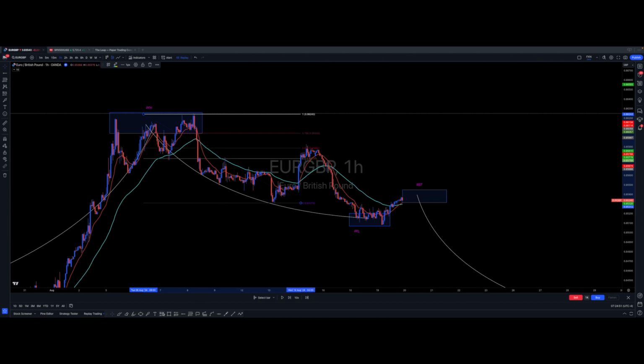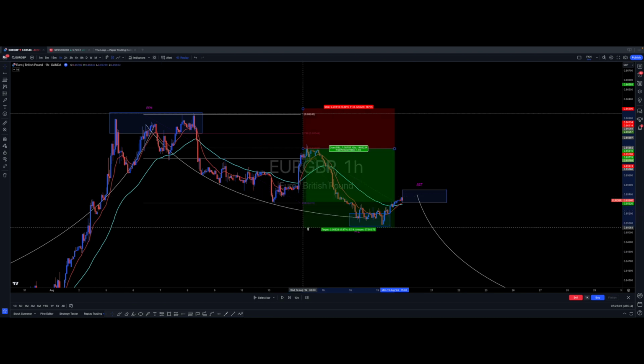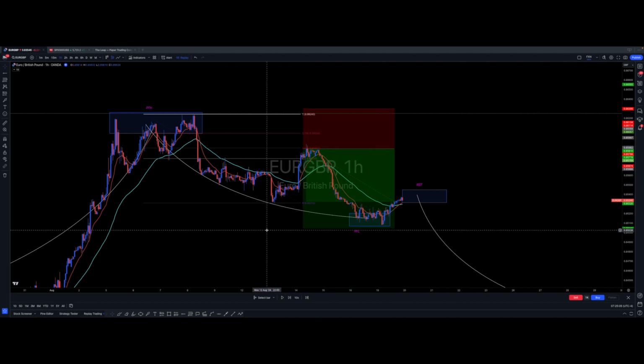So as far as this trade goes, where would you put your stop? Obviously above the previous peak formation highs, and then you simply just go 2 to 1. 2 to 1 is right about there.